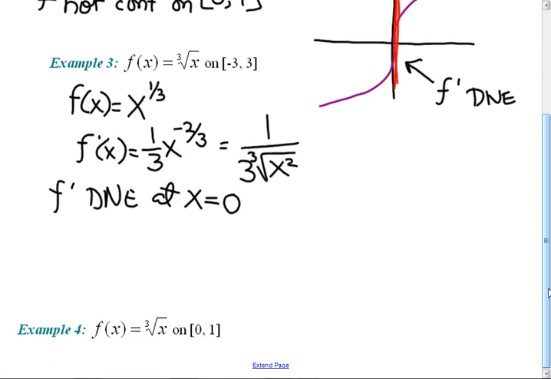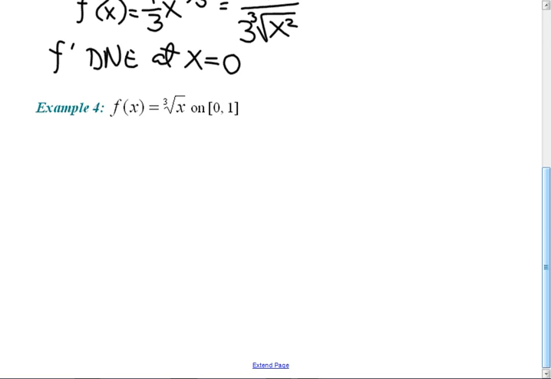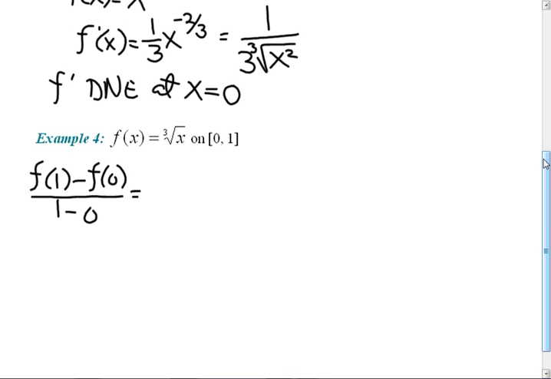Okay, I think we have one more. What about this one? Does the mean value theorem apply? It's not differentiable at 0. But do I care what happens at the endpoints? Do you remember? I don't care at the endpoints. So yes, it does apply. So you're going to do f of 1 minus f of 0 over 1 minus 0. That's equal to the derivative. Well, guess what? I did the derivative. That's right up here. So it's 1 over 3, the cube root of x squared.